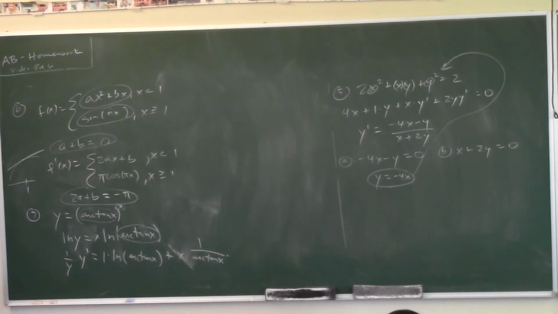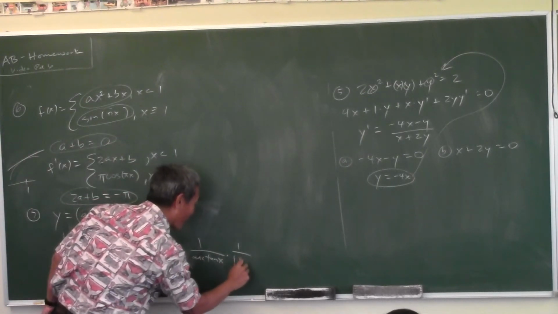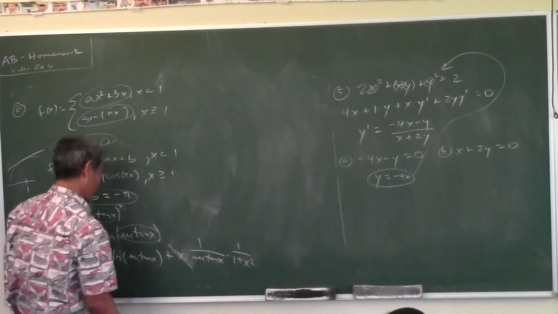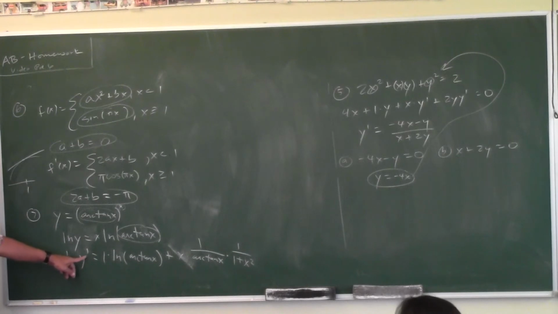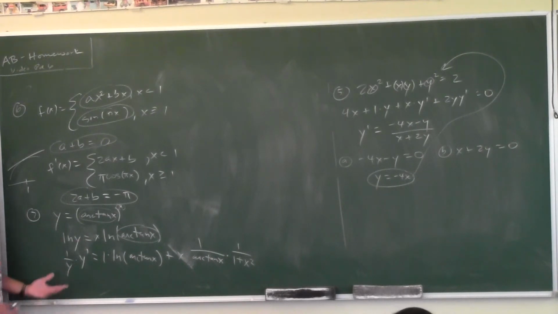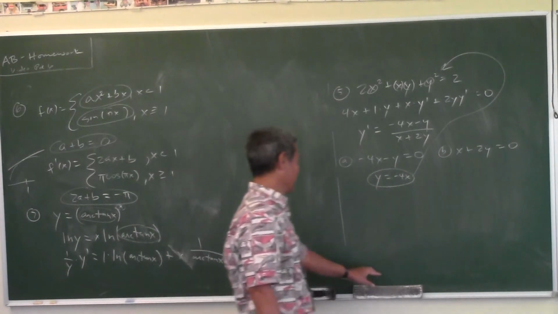What's the derivative of arctan x, which is the same thing as tan inverse x? 1 over 1 plus x squared. And then, how do you solve for y prime? How do I get rid of this 1 over y here? Just multiply both sides by y. This is a really easy problem. Hopefully everybody can get this one on the test.